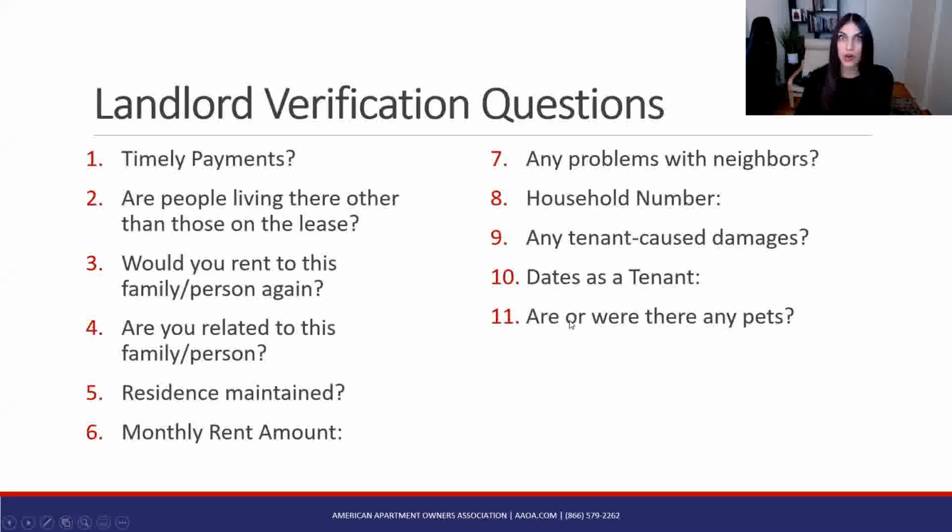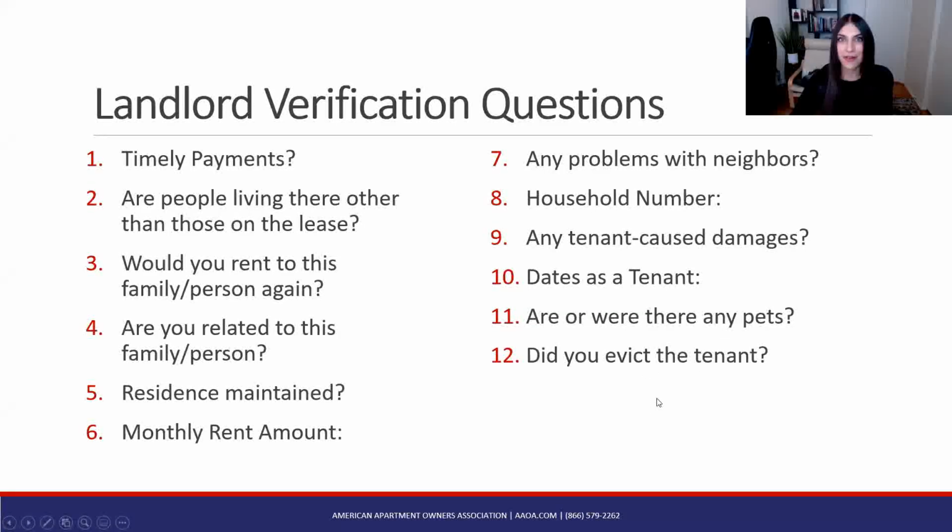Are there or were there any pets? Of course, tenants love hiding their pets. So if you have a no pet policy, you'll want to know if they had one at the previous residence. Most likely they didn't get rid of the pet since where they lived last. So that is an important question.